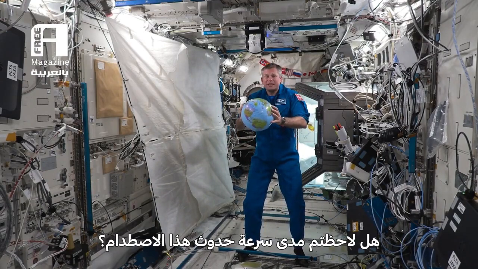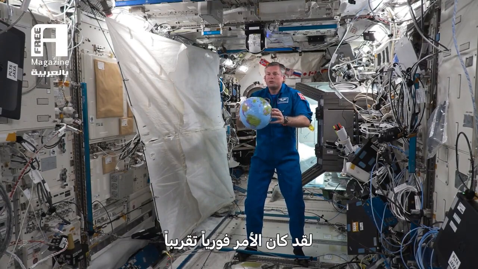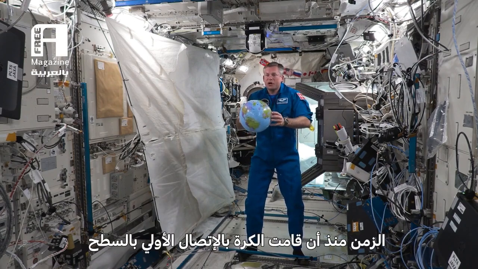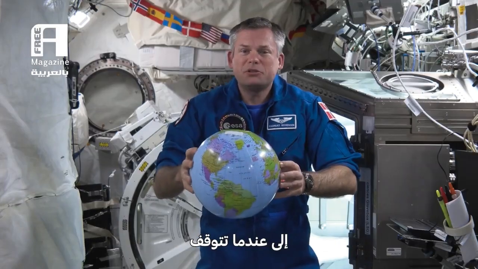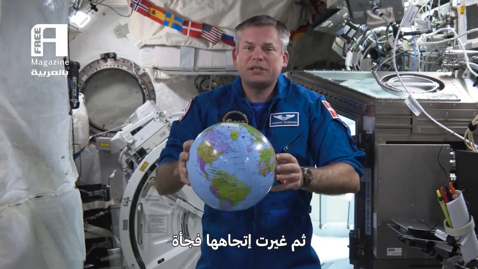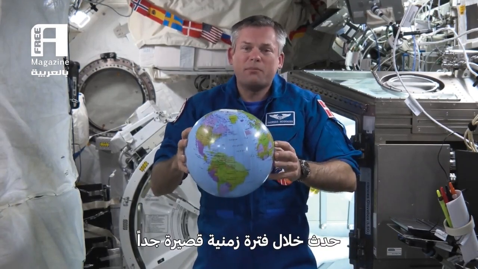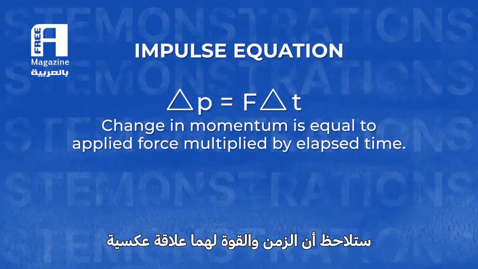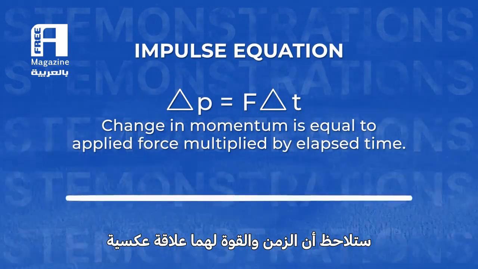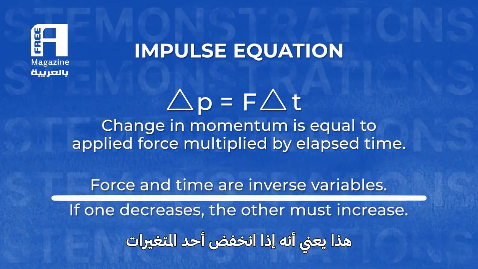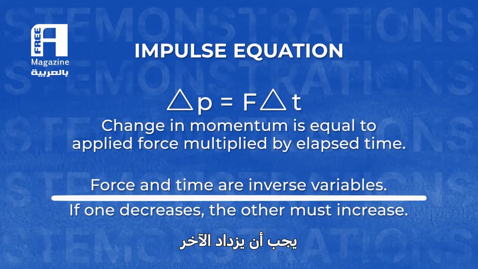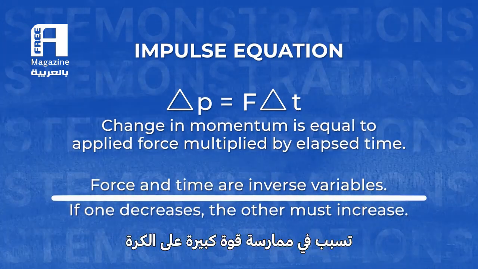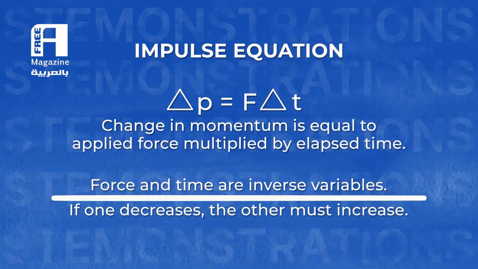Did you notice how fast that collision happened? It was almost instantaneous. In other words, the time from when the globe made initial contact with the surface to when it came to rest and then suddenly changed directions happened during a very small amount of time. If we were to look at the impulse equation, you'd notice that time and force have an inverse relationship. This means if one variable decreases, the other must increase. In this case, the small amount of time caused a large force to be exerted on the globe.